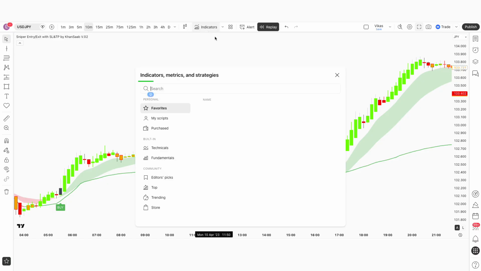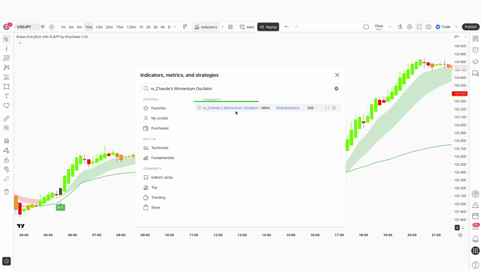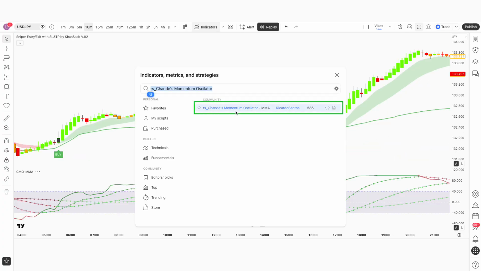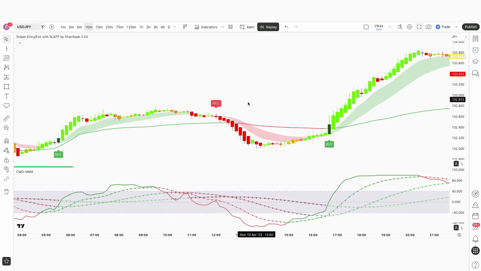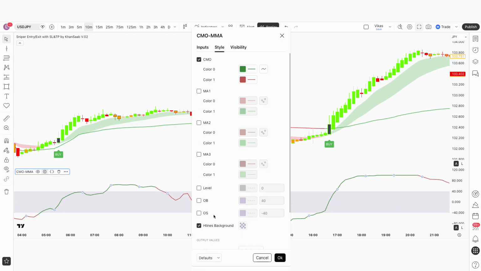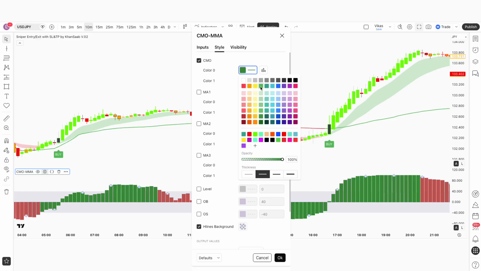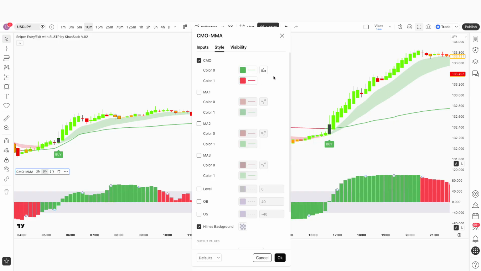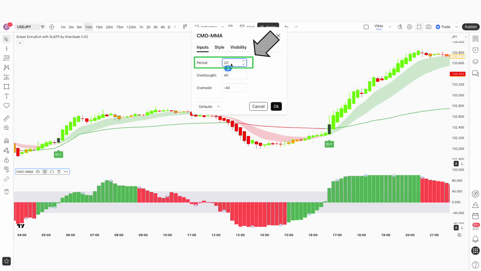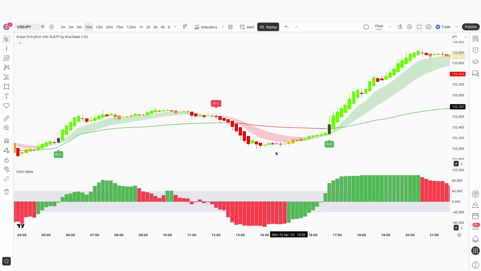Let's go to the Indicator Search tab, search for RSI Chanday's Momentum Oscillator, and select the one called RSI Chanday's Momentum Oscillator, created by Ricardo Santos. Now let's access the settings of this indicator so we can modify it to suit our strategy. We have to keep these options hidden. We have changed the SMO line to columns, and after that changed color 0 and color 1, and changed the period from 24 to 20. And here everything is fine after that. Click OK. Now our setup is ready.